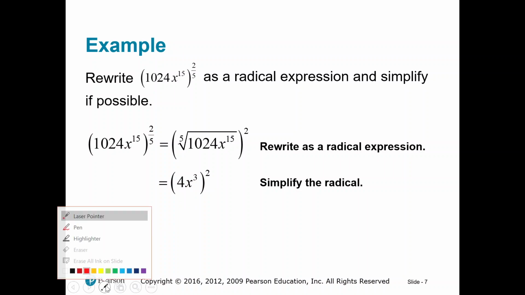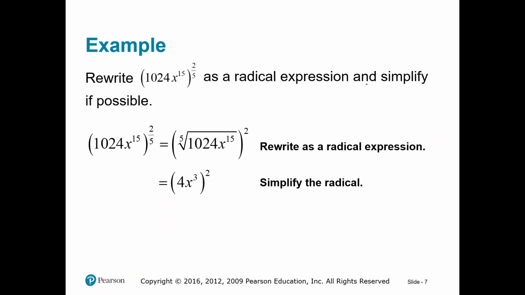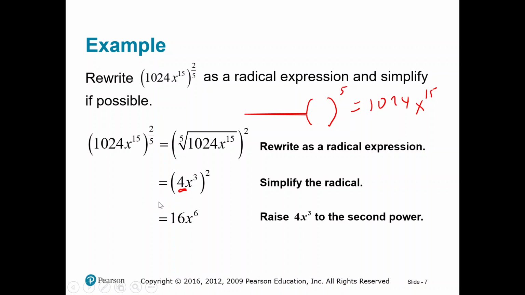Remember that if I take something to the fifth power, I will get the 1024 x to the 15, and that is 4 x to the third. And so if I were to square this, I will get then 16 x to the sixth.